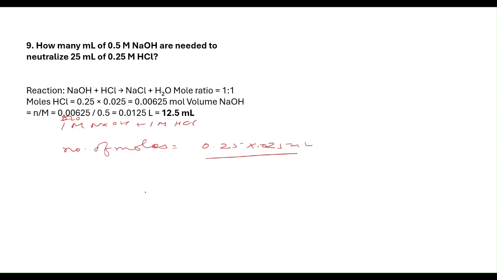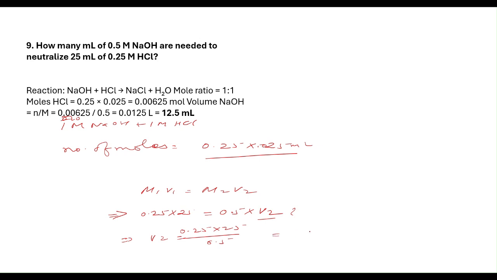mass balance reaction. So here say M1 V1 is equal to M2 V2. So what is M1? That is 0.25 multiplied by 25 ml is equal to, what is the molarity of sodium hydroxide? 0.5 molar multiplied by V2. So we need to know the V2. So basically it will become 0.25 into 25 is equal to 0.5 V2.